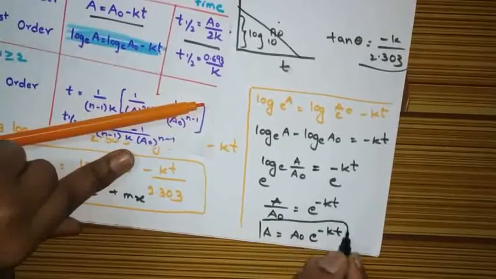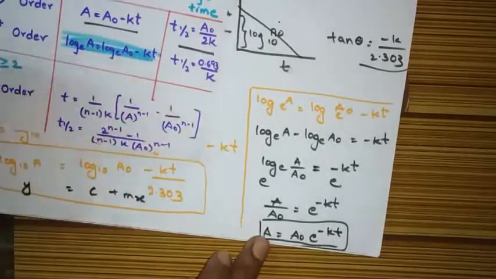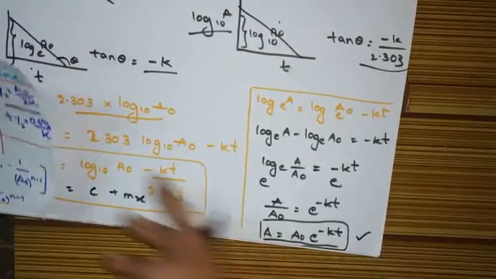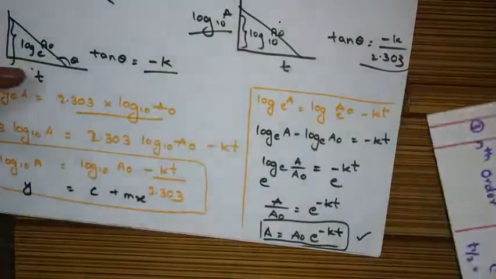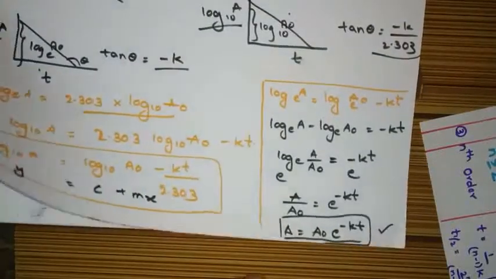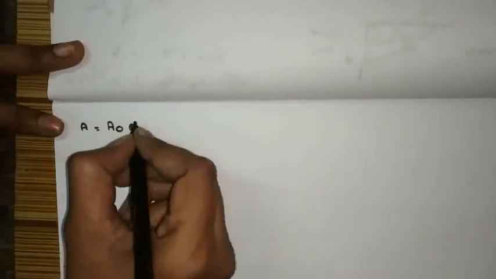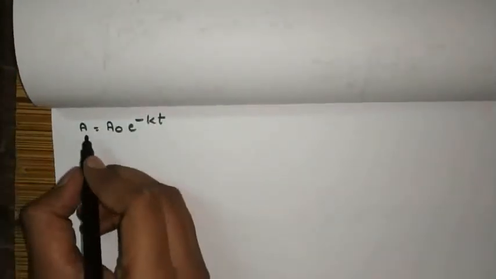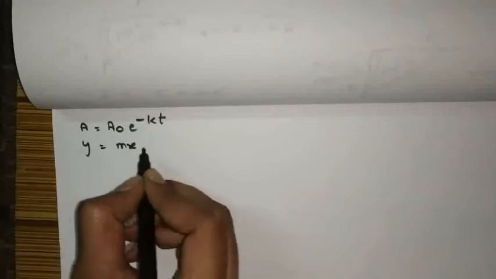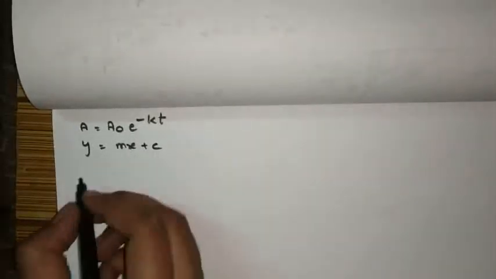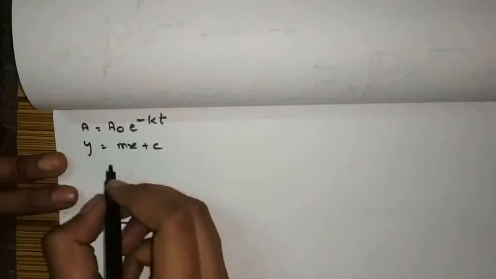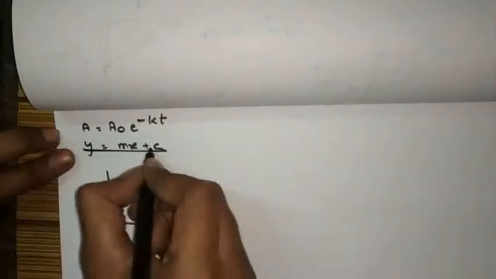This is the exponential form of a first order reaction. From this equation we can say that a first order reaction will never complete. e to the power minus kt. Now see, this is y. Y is equal to mx plus c. Like this take, and on the y-axis you take the exponential form.